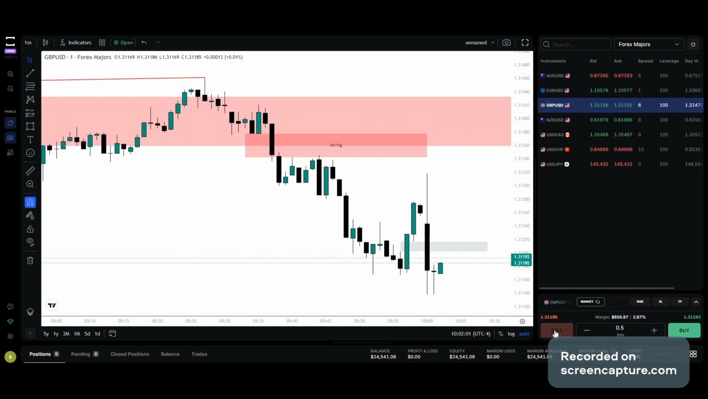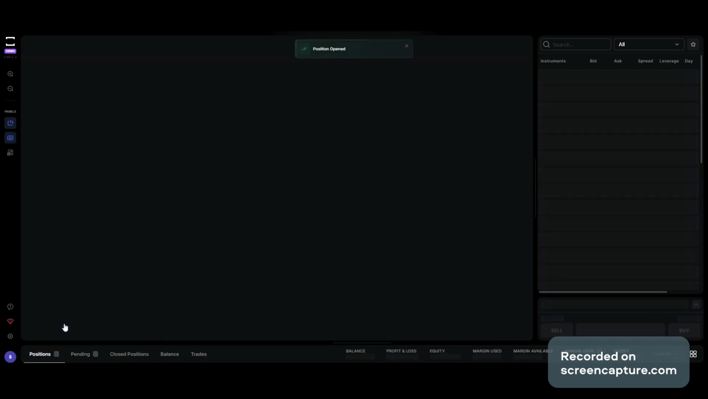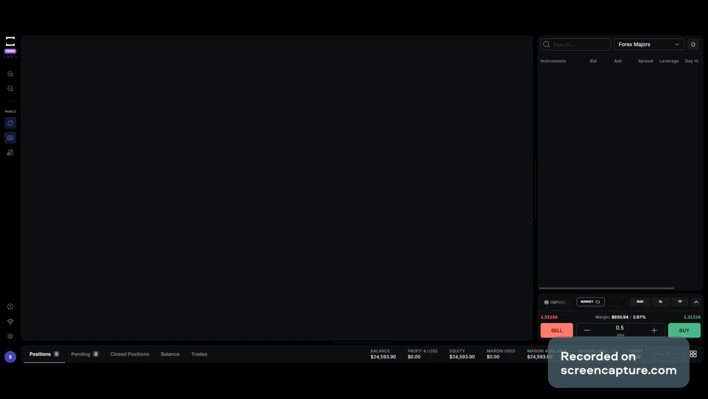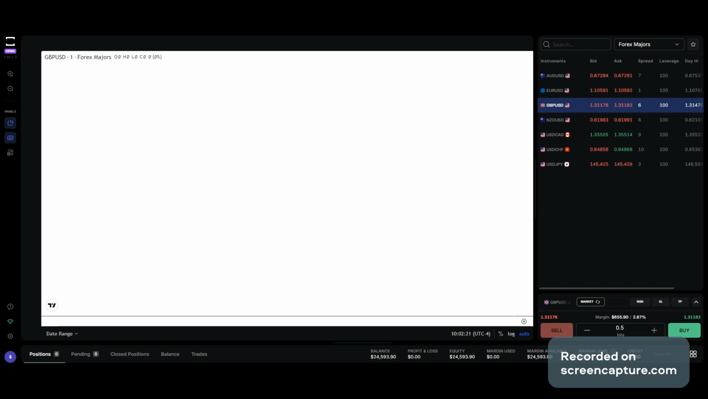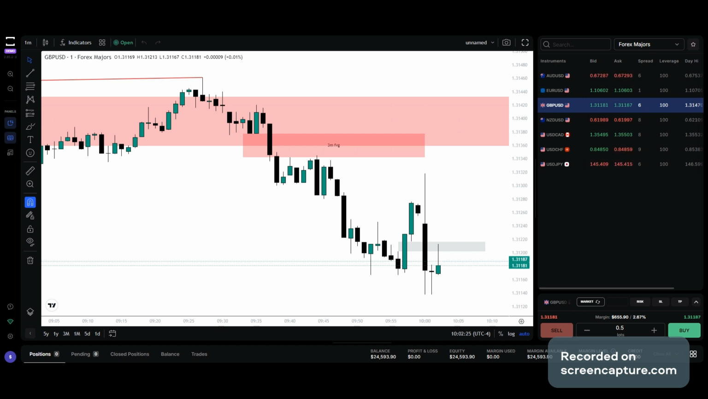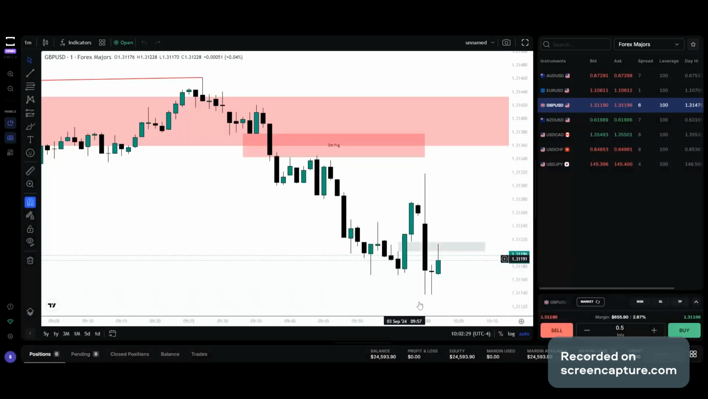And there we go. I'll sell here. And I'll also sell on this account as well. 0.5 lots. And I'll sell here, right there.